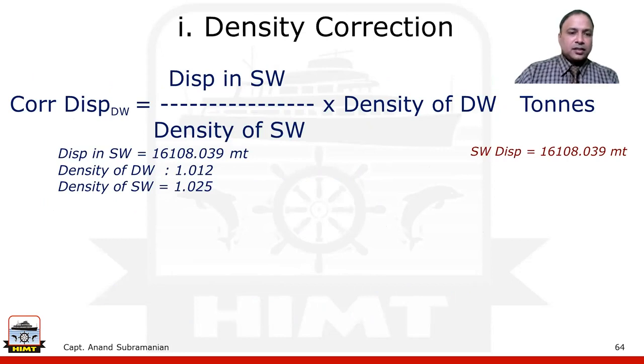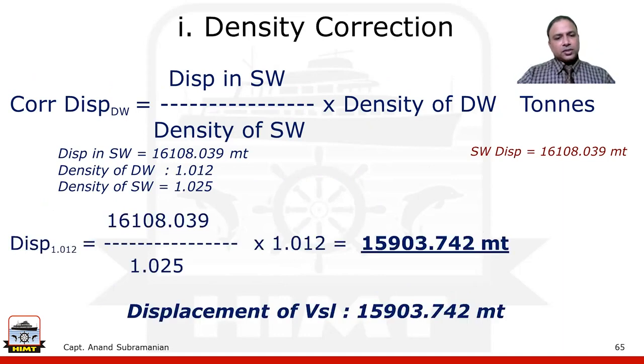Now the formula for that is again the corrected displacement of the vessel in dock water is the displacement in salt water, what we got in the previous step. In the numerator, we will have the density of the dock water where we are going to, that is in this case 1.012. In the denominator, we will be dividing it by the density of the salt water we are leaving behind, 1.025. So when we put this into the formula, we get this answer as 15903.742. This is the displacement of the vessel. So 15903.742 is the final answer for this numerical.